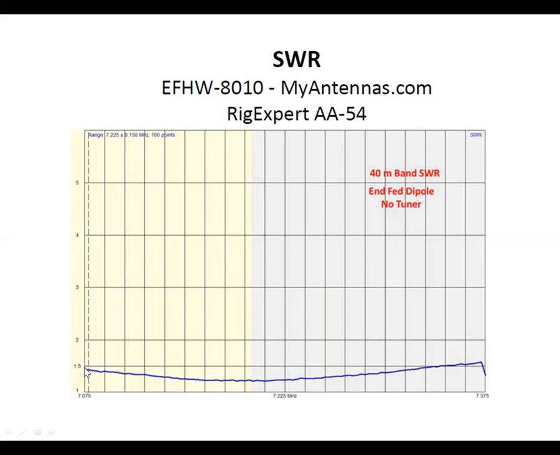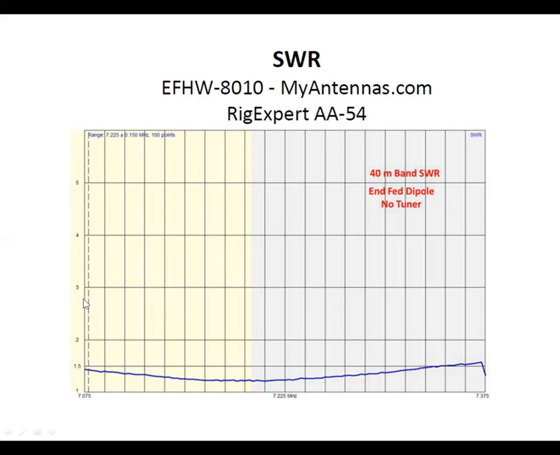And you can see for this antenna, we're below 1.5 through the whole range for 40 meters. 40 meters goes up to about 7.3. So we're under 1.5, which is a very good SWR for a real world antenna. Ideally, you'd like to be below 2.